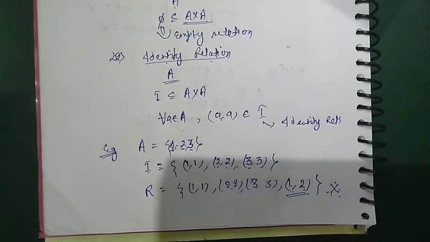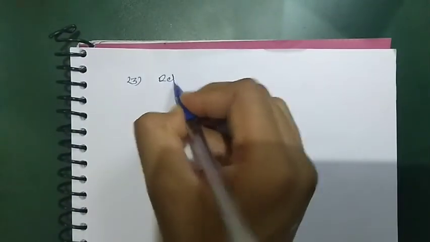Now we are moving to the next type of binary relation. Type number 3, which is reflexive relation.